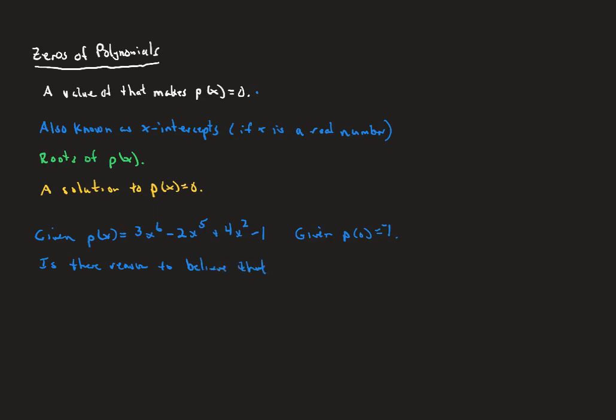that p of x has, and I could use any of those expressions that I wrote right above there, a real X-intercept. Or I could have said, is there a real solution to p of x equals 0? Or is there a root to p of x? Or is there a real number that makes p of x equal to 0?